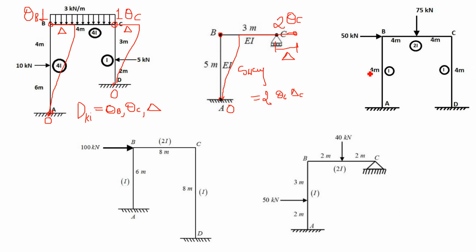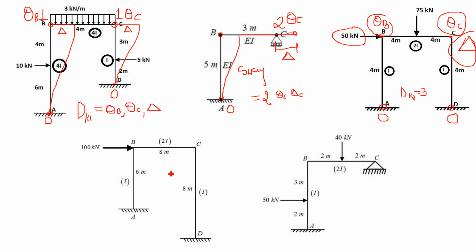Similarly, if you look at the third frame, fixed support at A 0 DKI, fixed support at D 0 DKI. At this point B there is rotation theta B, at point C there is rotation theta C, and this is also a sway frame. Because of this 50 kilonewton force, it will sway towards the right. So there is a third unknown, called delta. So DKI of this frame is equal to 3, that is theta B, theta C and delta.